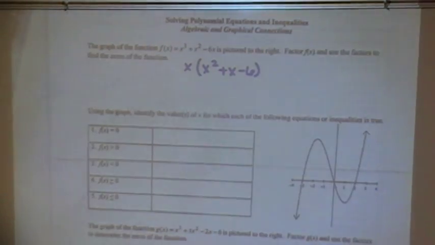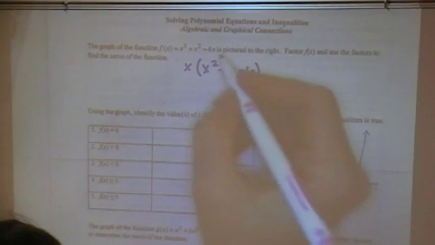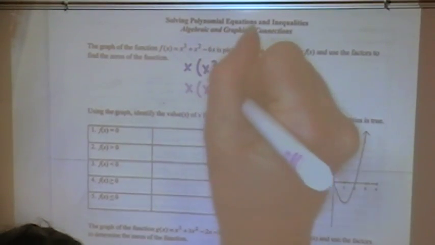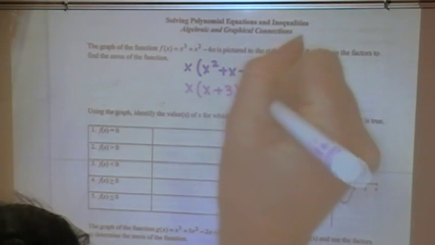It has a GCF of x. So I factored out an x. It factors further than that: this trinomial factors as x plus 3, x minus 2.